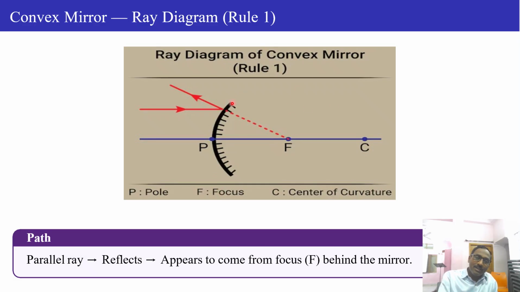So the outer curved surface is a reflecting surface. The inner surface is a silver coated surface. If the outer surface is the reflecting surface, we say that the mirror is a convex mirror.